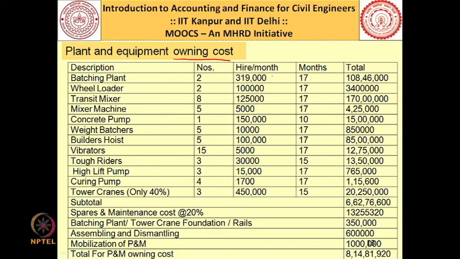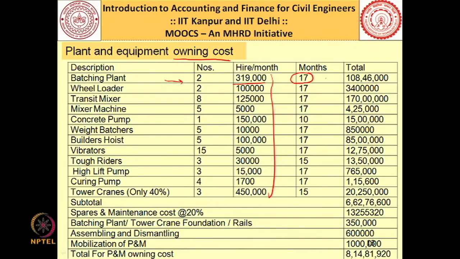So, I am taking these hire charges, which are, let us say, the market values of the rental for each of these equipment. So, batching plant, I have 2 numbers, hire charges per month is 3,19,000. These values you can cross check, and maybe if you want you can change them. Now, this will be required for 17 months.